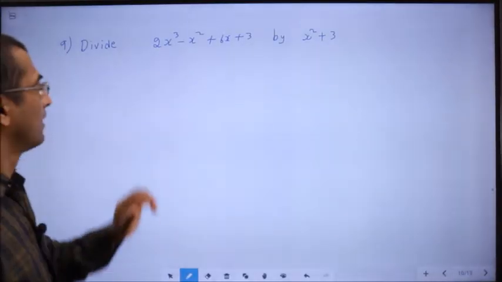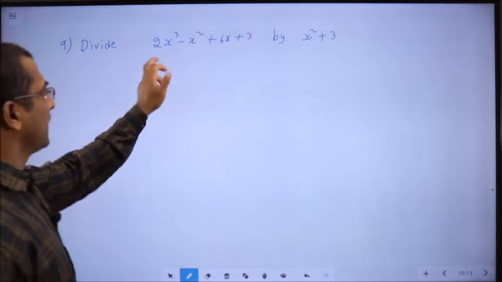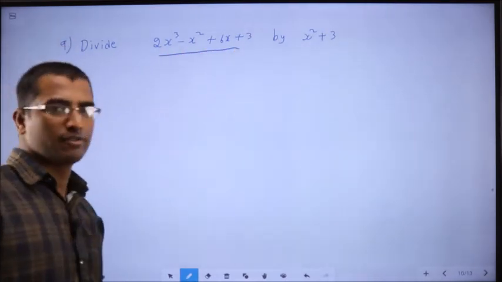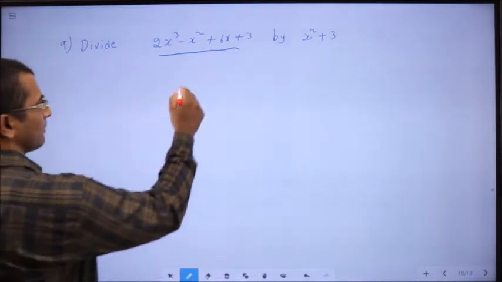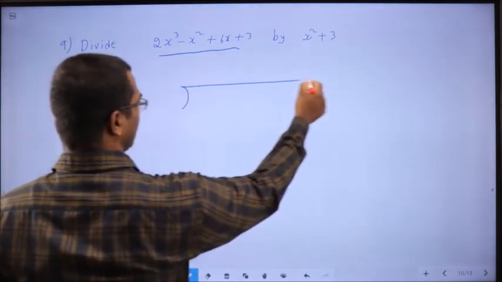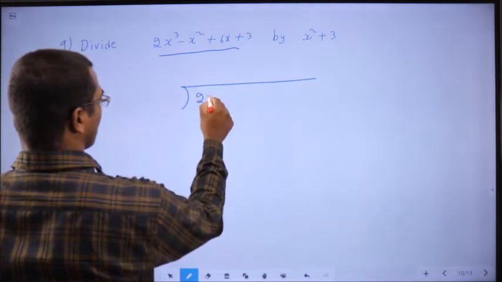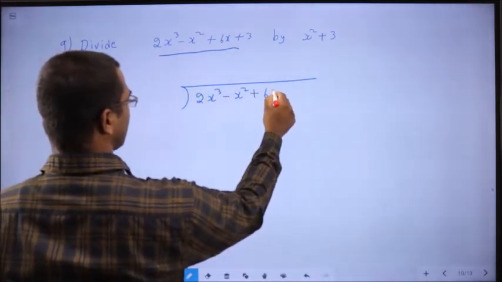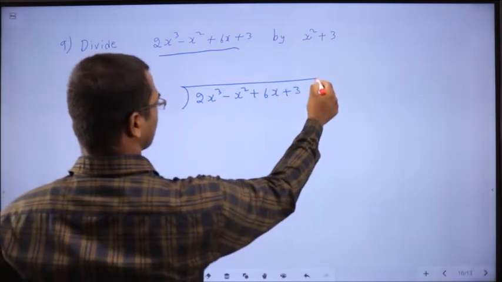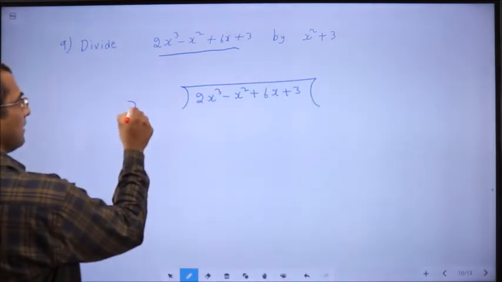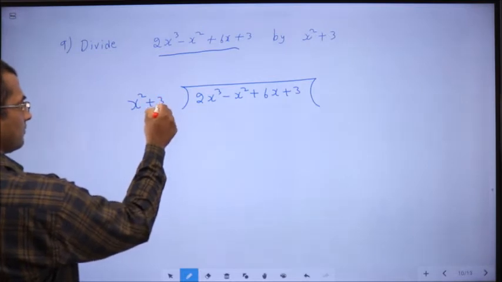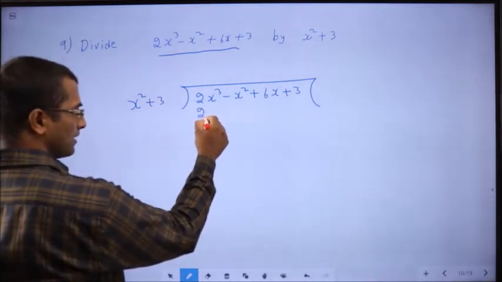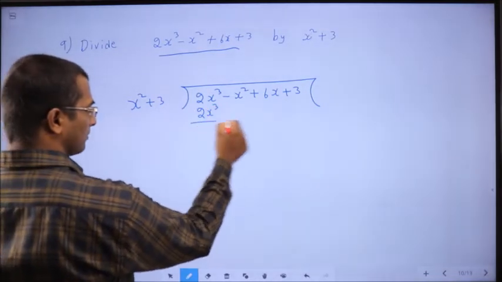Question 9. Divide 2x cube minus x square plus 6x plus 3 by x square plus 5. So first write it in this form. So 2x cube minus x square plus 6x plus 3. You need to divide with x square plus 3. Okay. Here 2x cube, below this also you should get 2x cube.